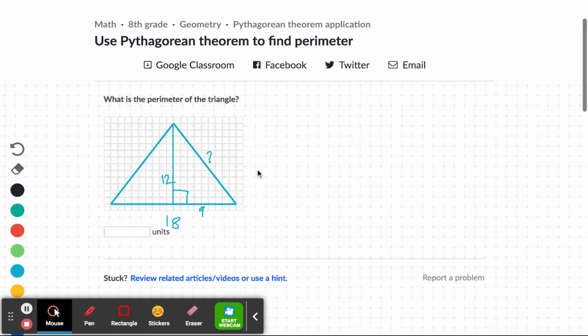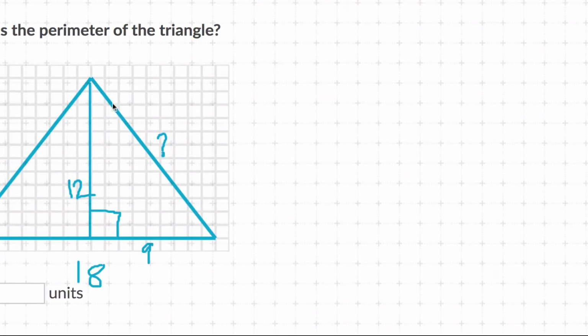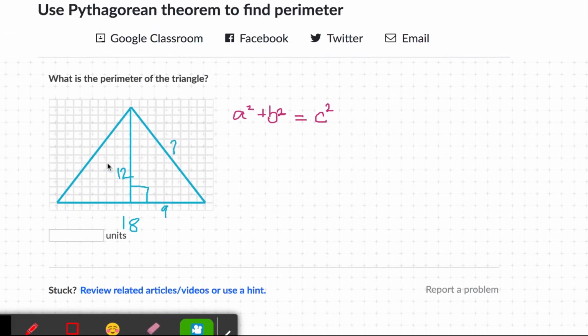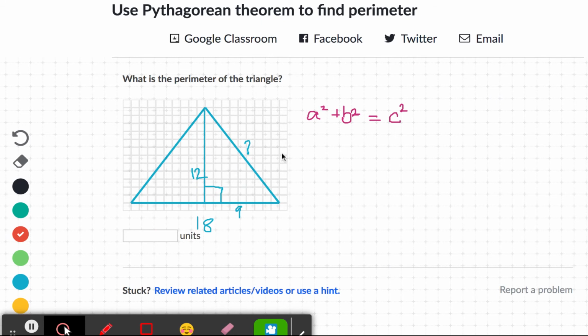I'm doing that because that allows me to find the length of this kind of sneaky side over here that I'm looking for. So when I've got a right triangle, I know I'm going to do a squared plus b squared equals, I hope this is coming out well this time, c squared. And yes, I am using my left hand again. This is just how my writing looks when I write on the trackpad, but we're doing our best, right? That's all we got to do.